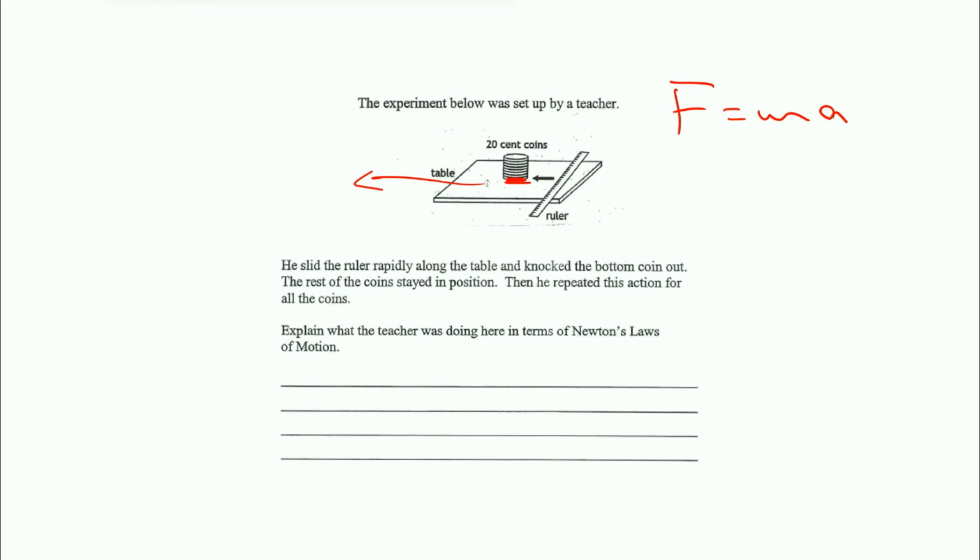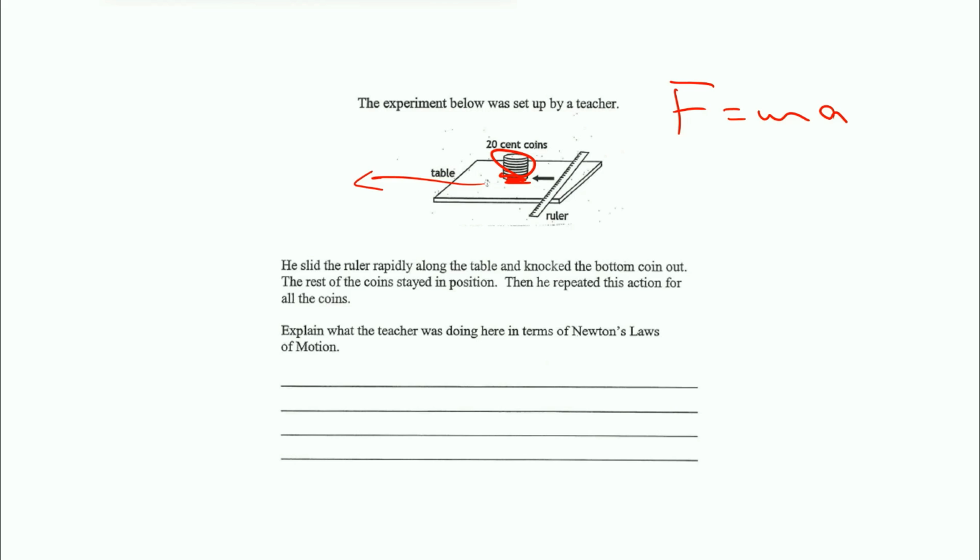Then we have the first law on the rest of the coins because they were objects at rest, so they stay there. But then you knock out the bottom coin, so they're not supported by that bottom coin, so gravity does its thing and pulls them down. Okay, so our stack is now one coin shorter.